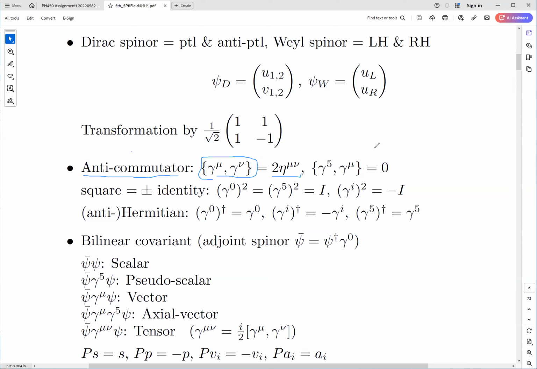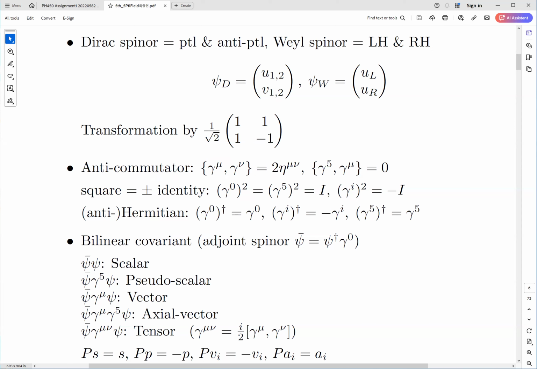Also, there are some advanced topics, such as the Dirac equation in curved space-time. In this case, they use the vierbein field to describe the coupling between the gravitons and the spinor field. But I will not discuss that.